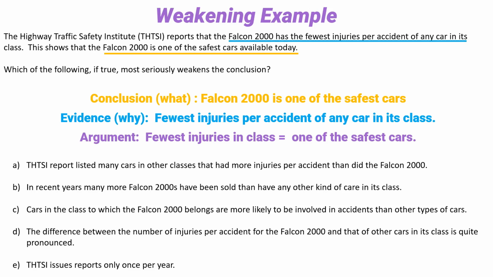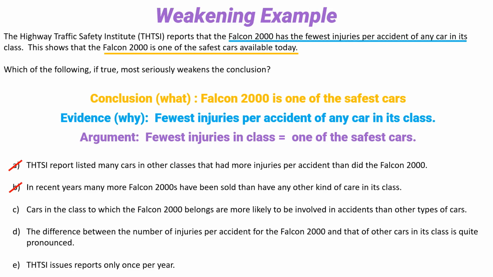Well, A is out. A starts talking about different classes of cars. We don't care about different classes of cars. We need a reason why being safe in this class doesn't necessarily mean you're a safe car overall. B talks about sales. We do not care about sales. Now C is interesting. C says that if you drive the Falcon 2000, you're more likely to get into an accident than if you drive a car that's from a different class. Getting into more accidents doesn't sound all that safe. Let's put C into the maybe bucket.